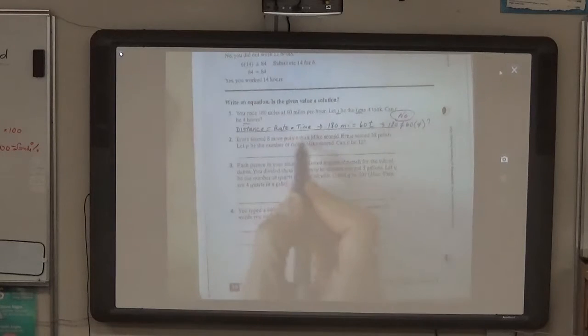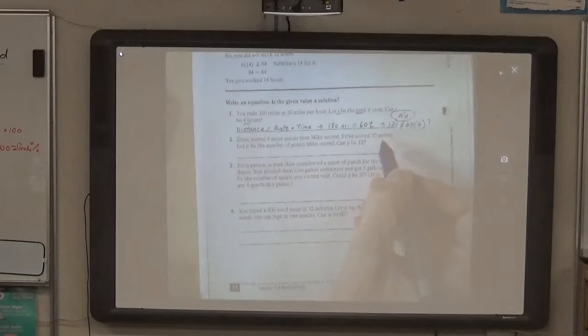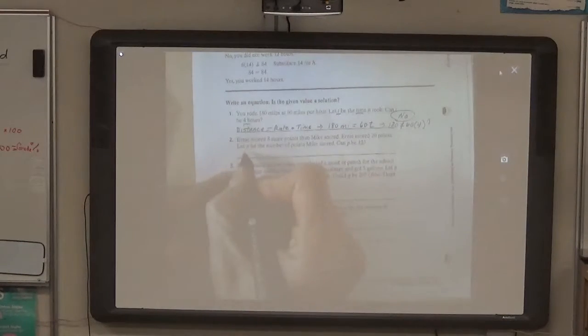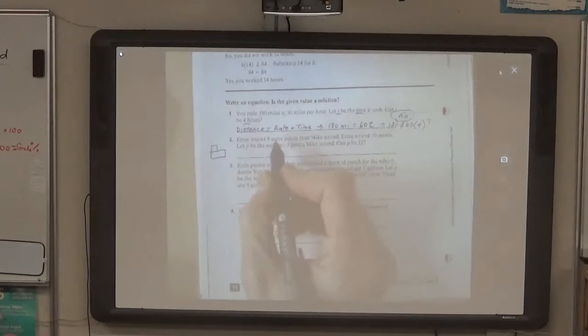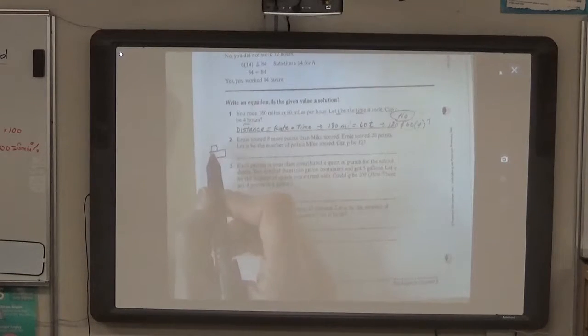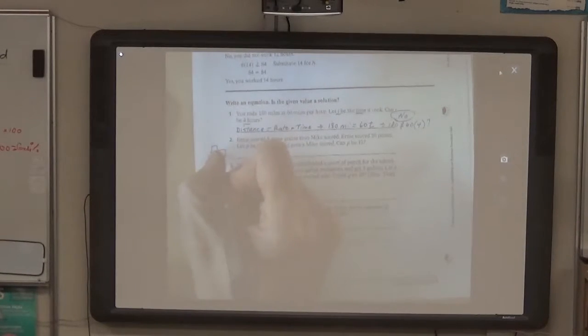Ernie scored 8 more points than Mike scored. Ernie scored 20 points. Let P be the number of points Mike scored. And P be 12. So, I like to model these because it gives us a value. Ernie scored 8 more than Mike, right? So which of these boxes would represent Ernie? The bigger one. Yep. And so Mike would be the smaller one.